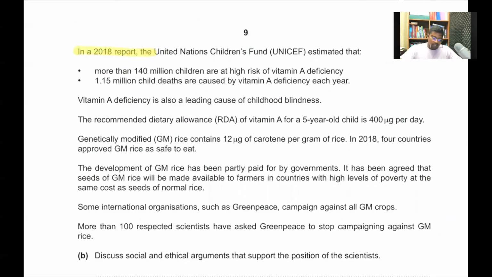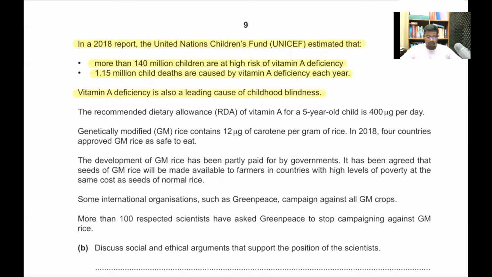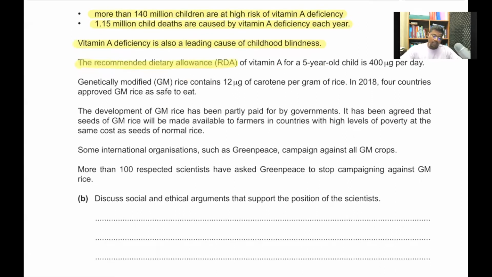In a 2018 report, the United Nations Children's Fund, UNICEF, estimated that more than 140 million children are at high risk of vitamin A deficiency. 1.15 million child deaths are caused by vitamin A deficiency each year. Vitamin A deficiency is also a leading cause of childhood blindness. The recommended dietary allowance, RDA, of vitamin A for a 5-year-old is 400 micrograms per day. Genetically modified rice contains 12 micrograms of carotene per gram of rice.